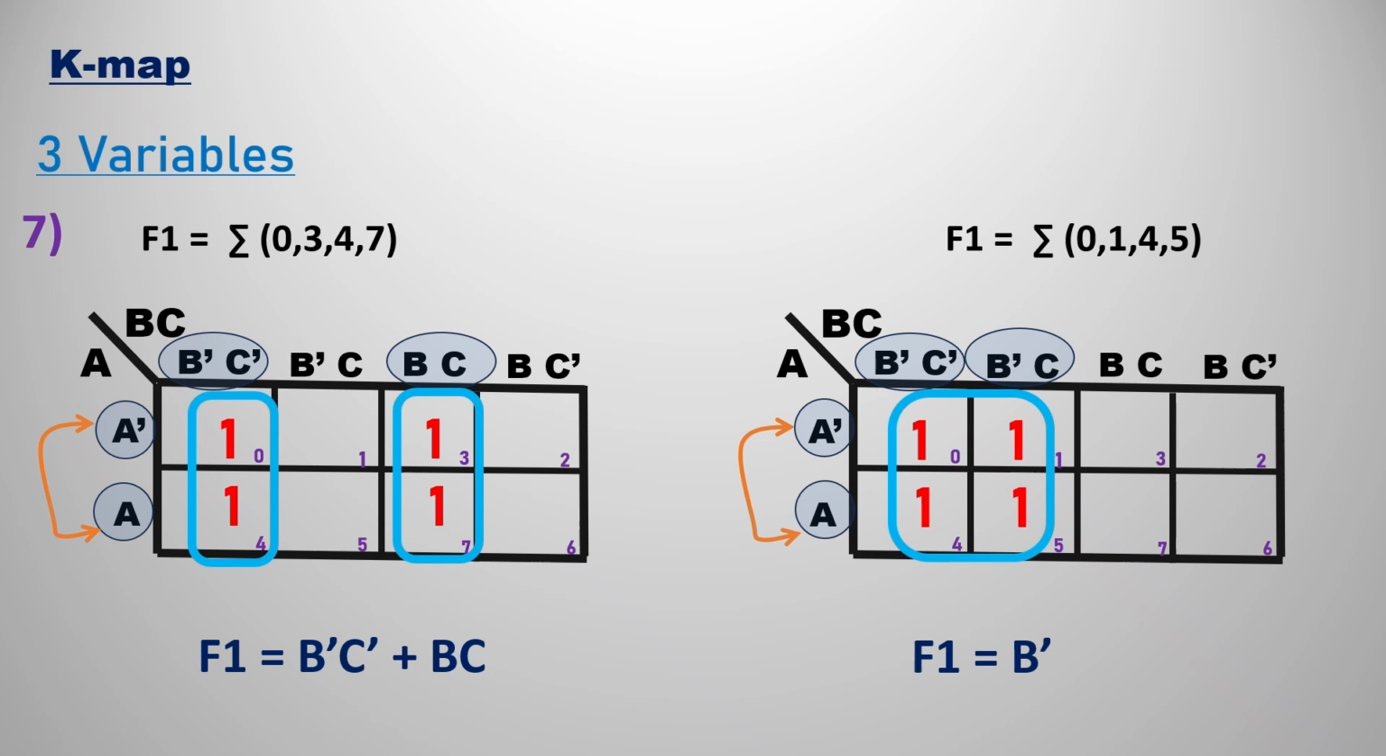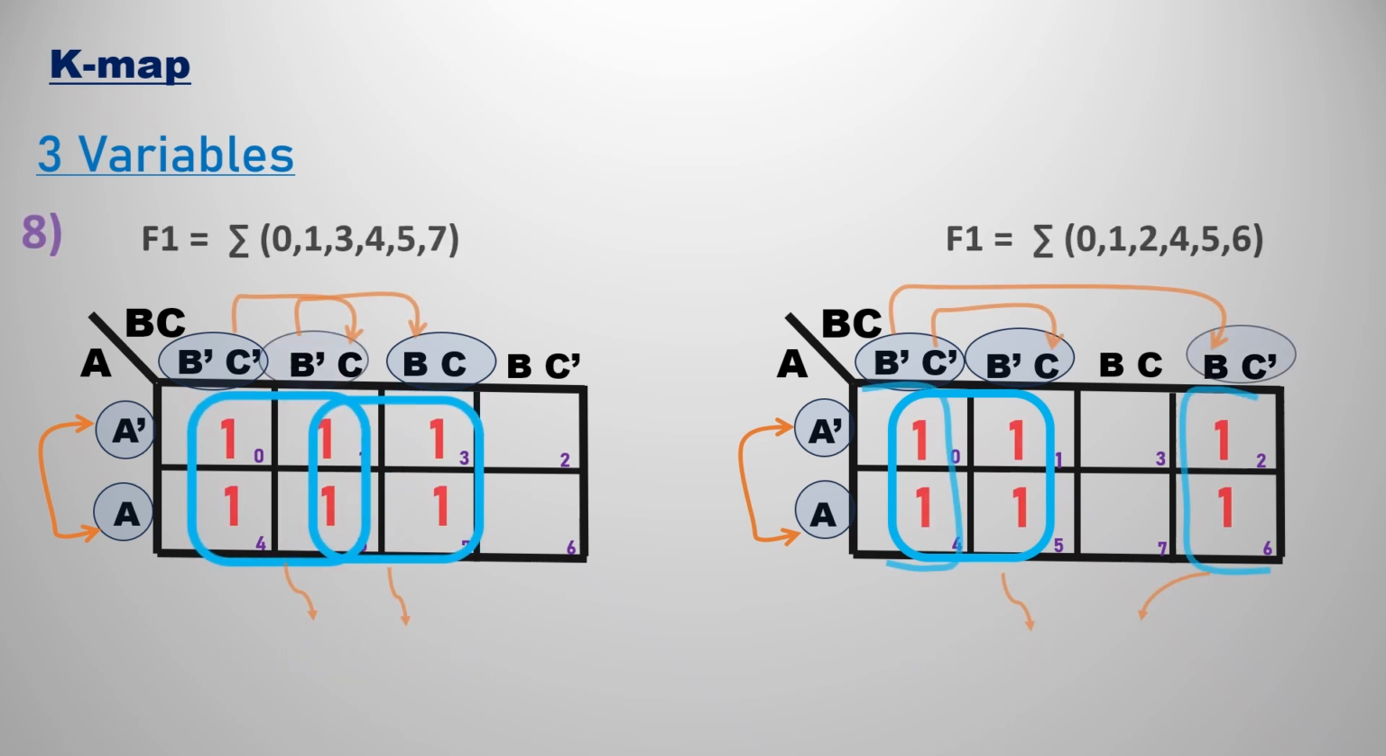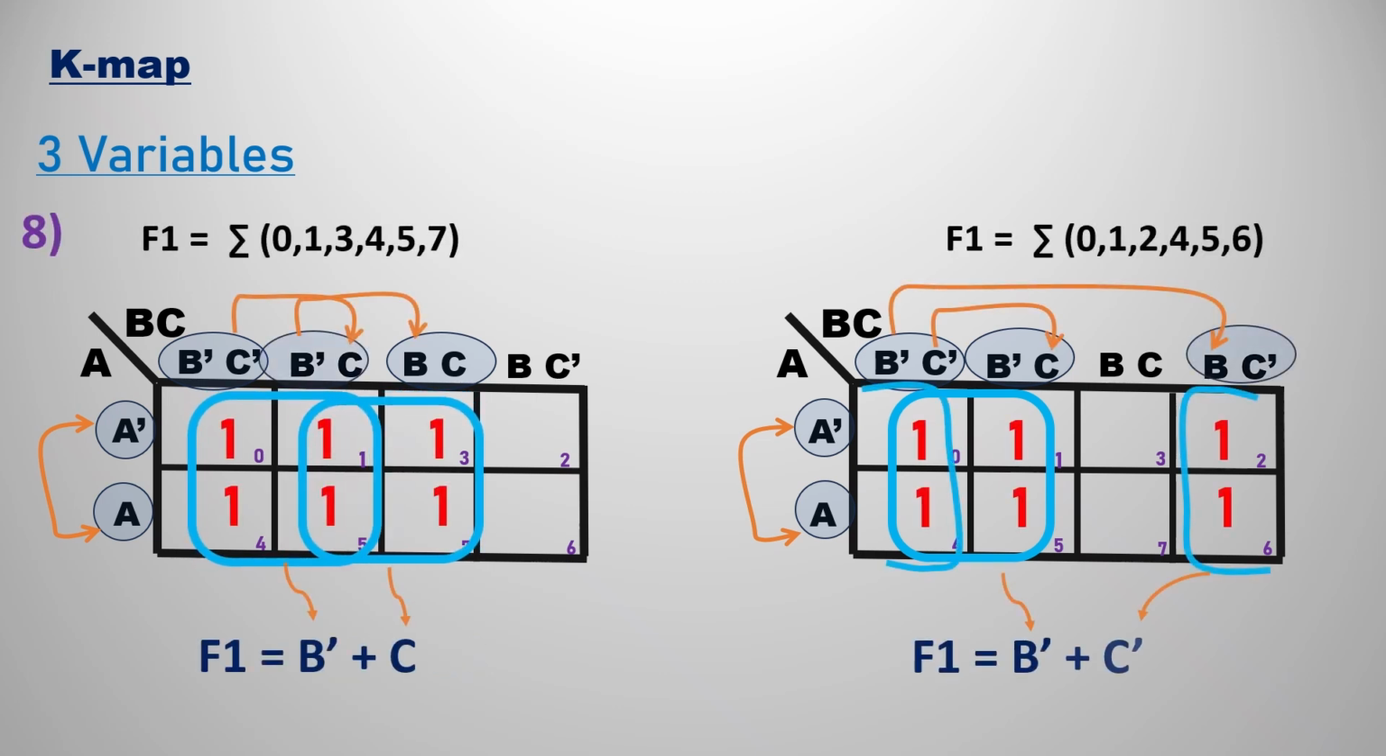After forming a group, you can observe that A is changing, so remove that variable. Check out those B bar, C bar, so B and C. C is changing, B bar is not changing, so B bar is the final output for this expression. So these are the final two examples that we can see in these 3 variable K maps. We can have many examples, many combinations, but these are the main examples, I think.